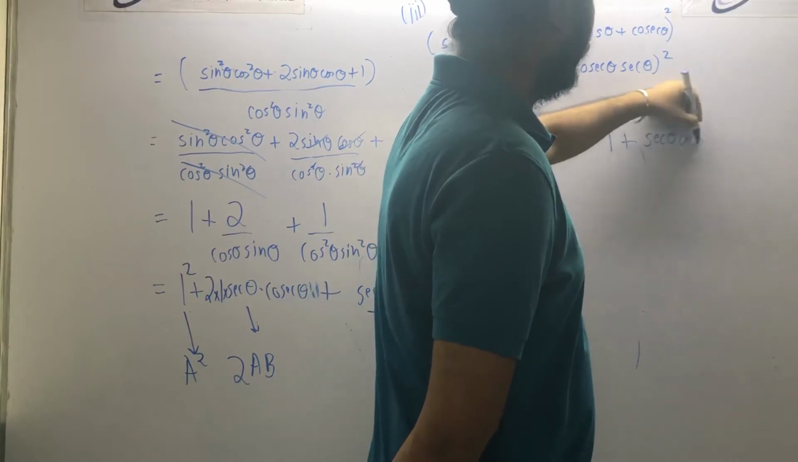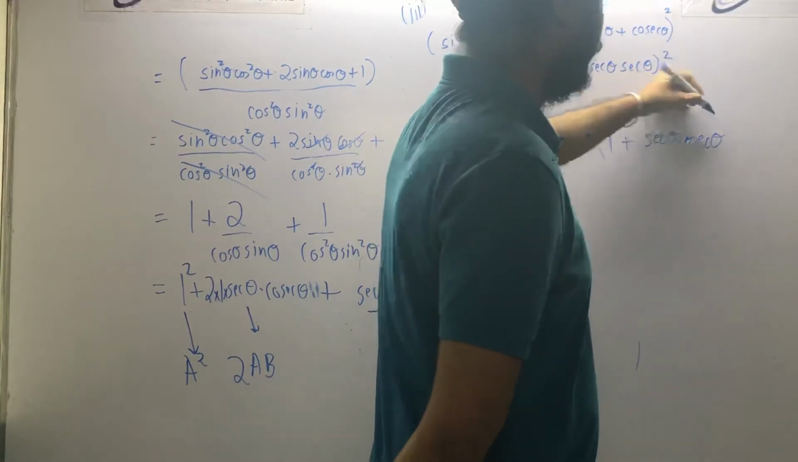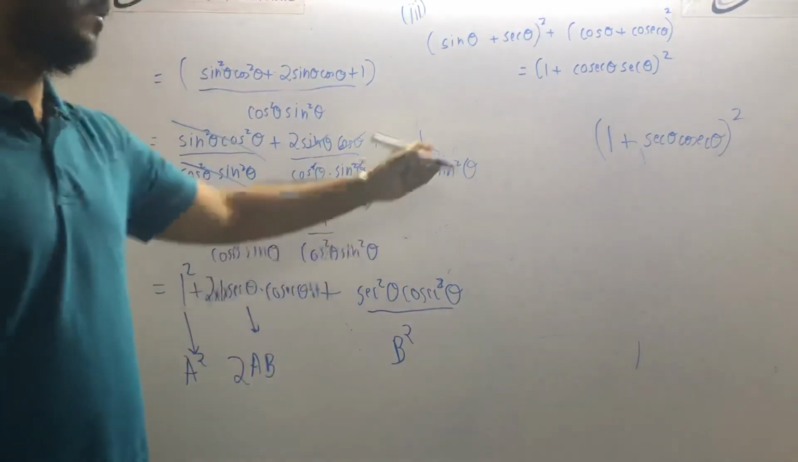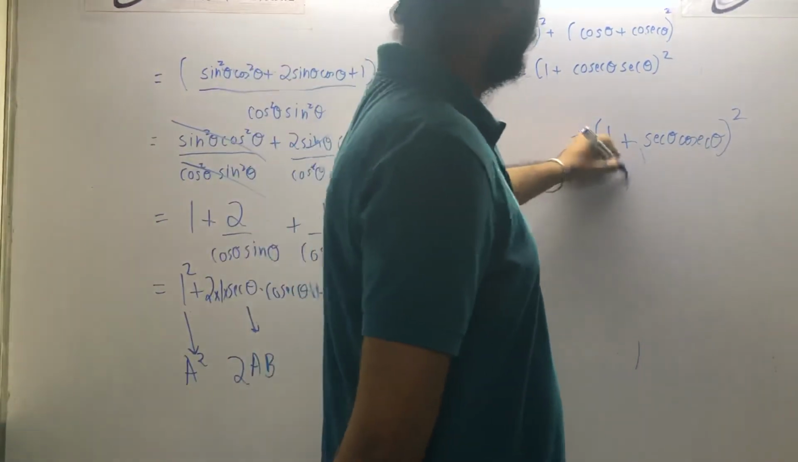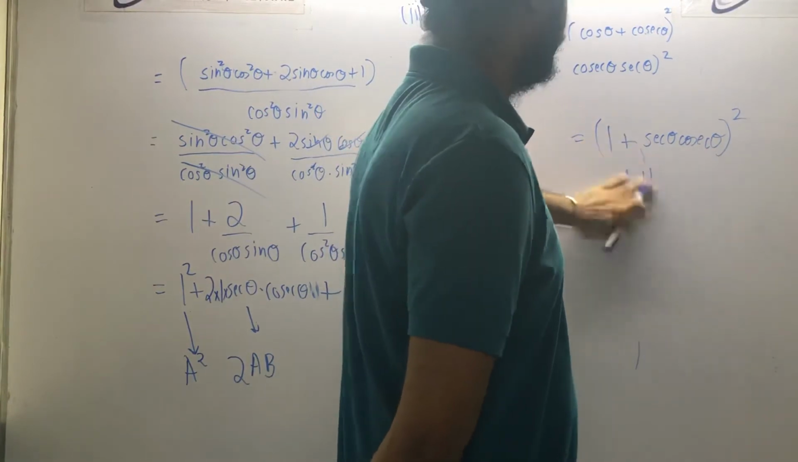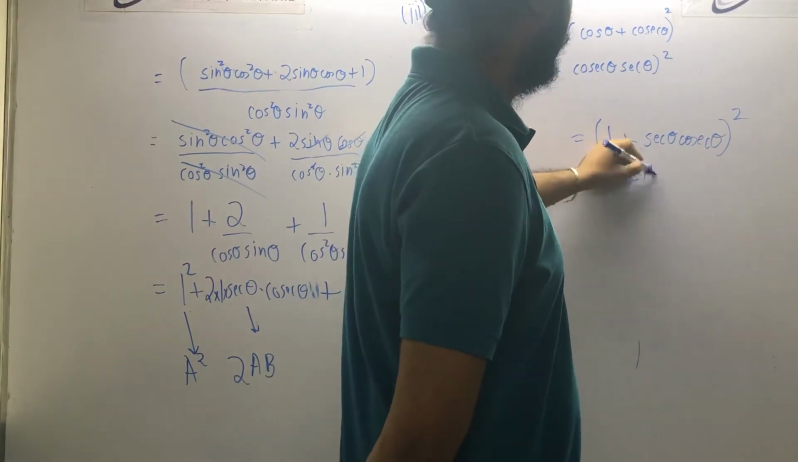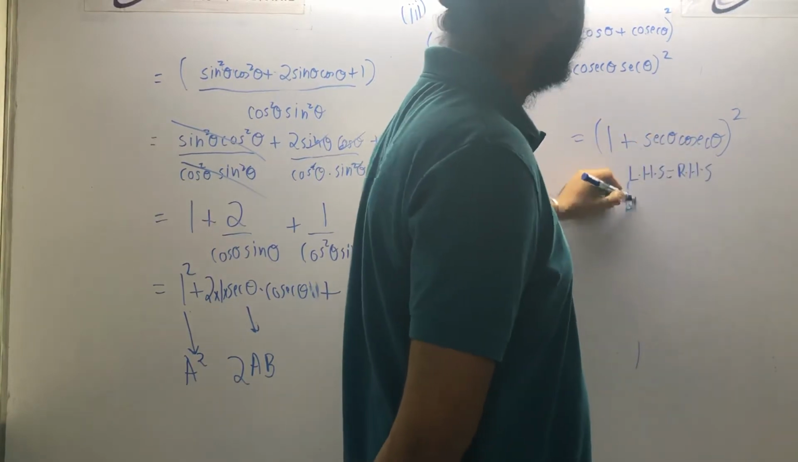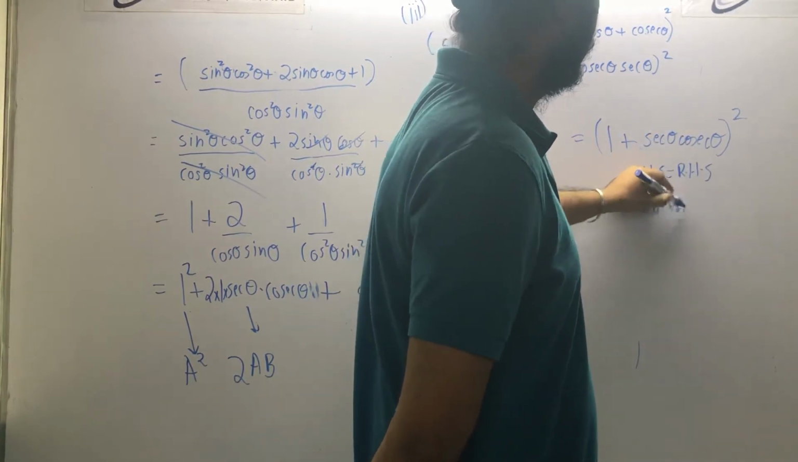I know it is a little bit big question, but now you are in 11th standard, so you should be able to do them. Okay, so this is the right side and the left hand side, sorry. And this is equal to RHS, hence verified.